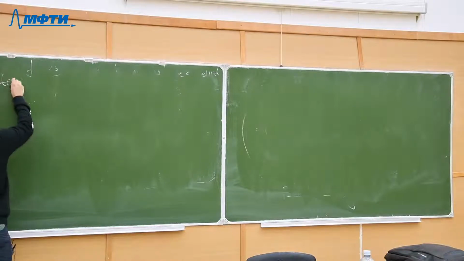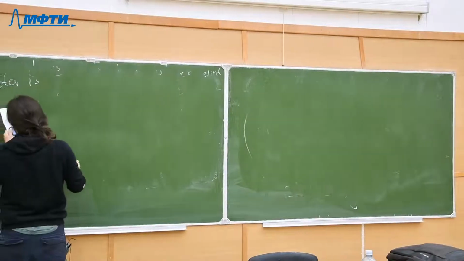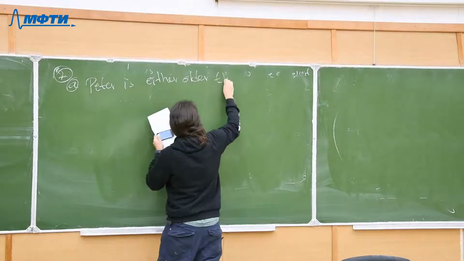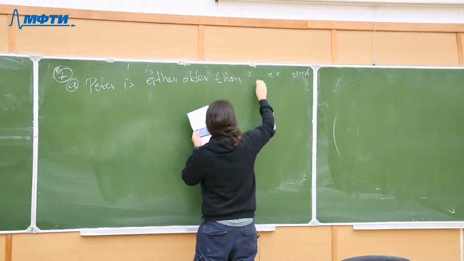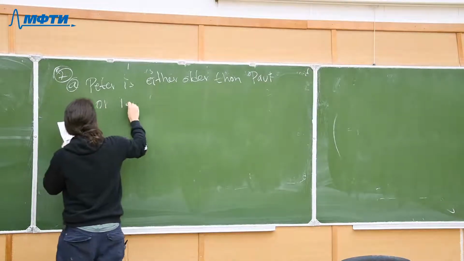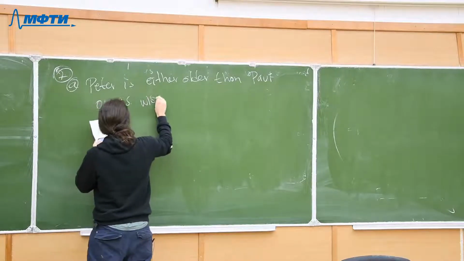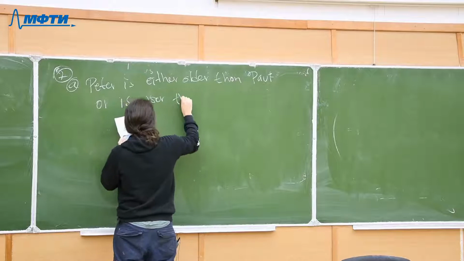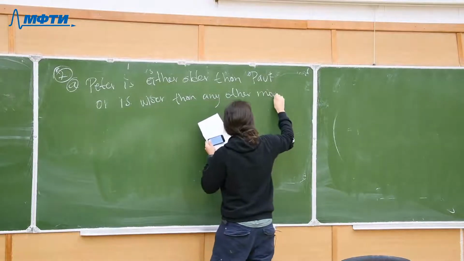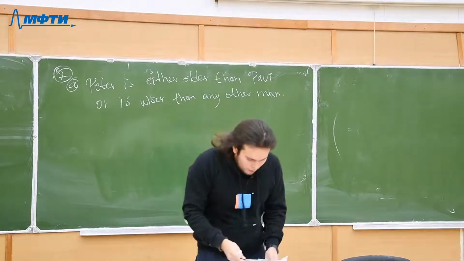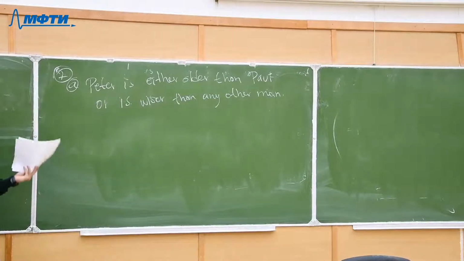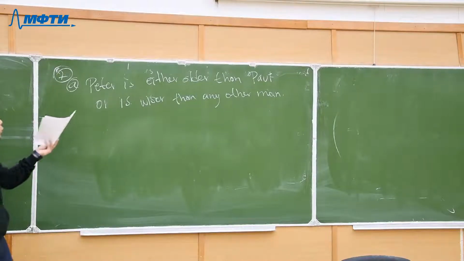Peter is either older than Paul or is wiser than any other man. So again, we have Peter is either older than Paul or is wiser than any other man.